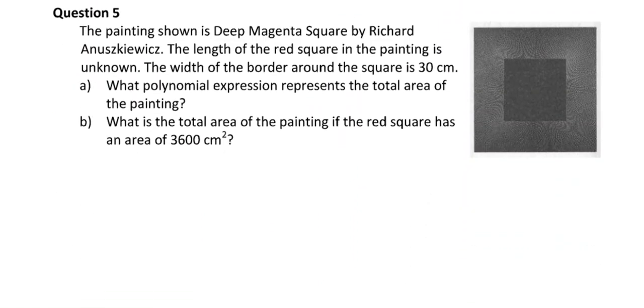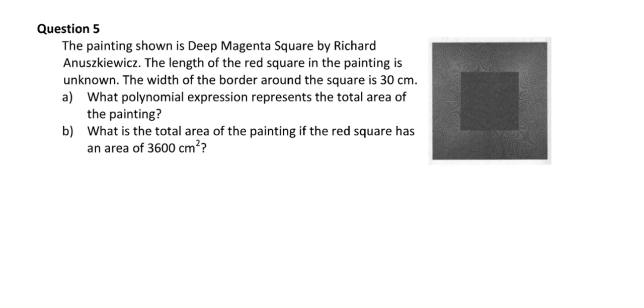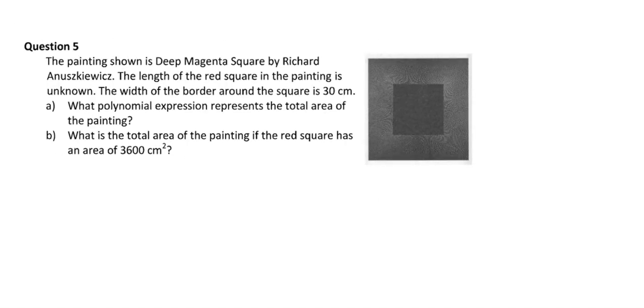All right, last question here, I think. Yep. Okay, so the painting shown is Deep Magenta Square by Richard. I don't know how to say that. The length of the red square in the painting is unknown. The width of the border around the square is 30 centimeters. Okay, so let's get our bearings here. So they're saying the border. So the border is this part, right, from there to there.